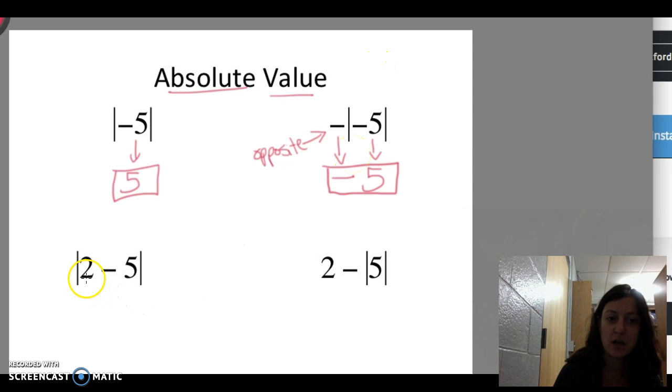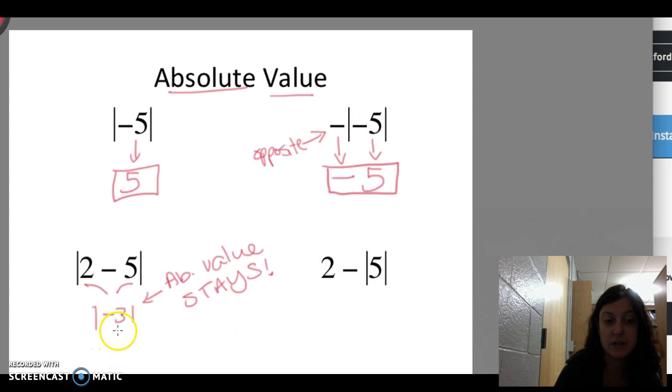Down here, just like GEMS, groupings, you do what's inside the group first. So this comes out as negative 3. But the absolute value stays. It's very important there. So the absolute value of negative 3 is 3. This problem's a lot different, right? The only thing inside the absolute value here is the 5. So these things both just come down, and then we get negative 3. The order in which you operate makes a difference.